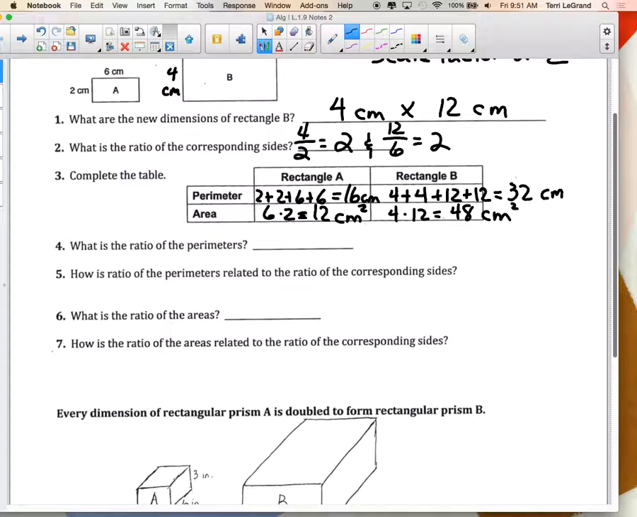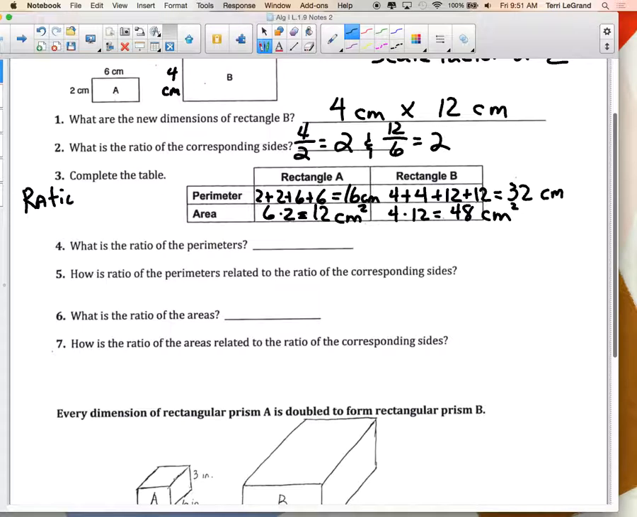Okay, so we have our table filled out like they've asked us to do. Now they are asking in number 4, what is the ratio of the perimeters? So which one starts the ratio out? What's upstairs? 16. The new or the old? The new. So maybe we should put ratios.